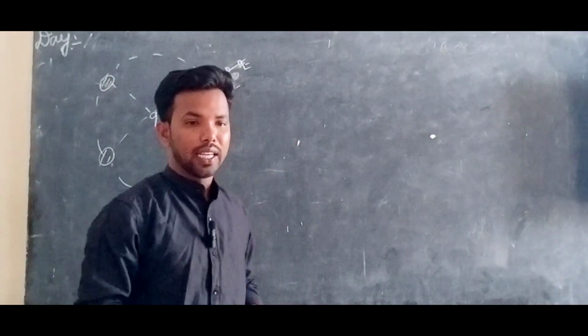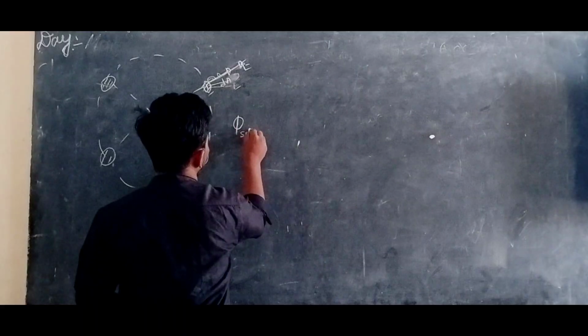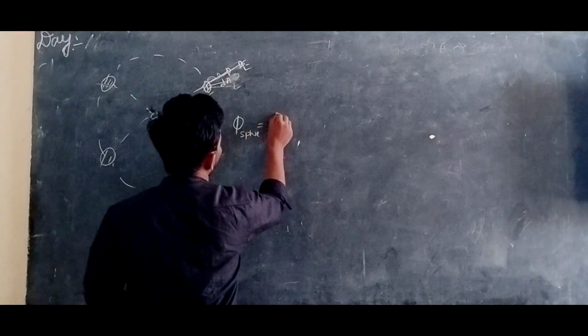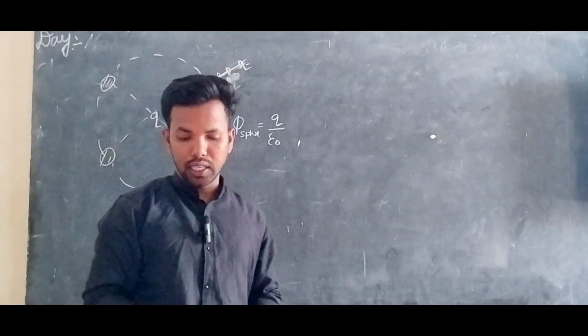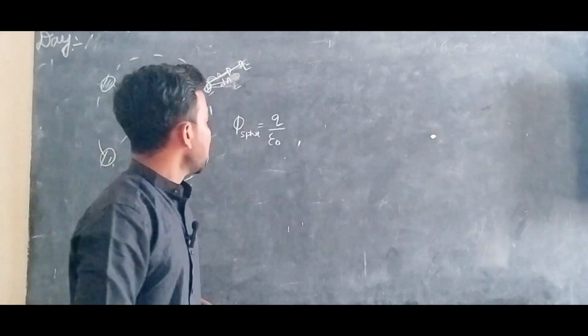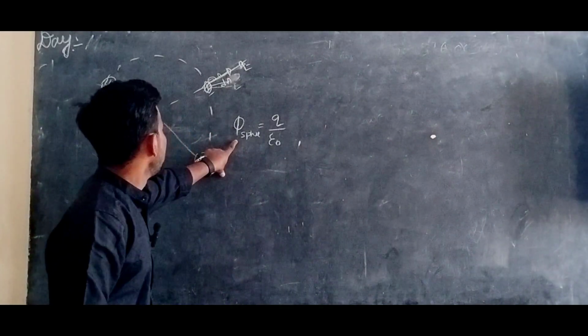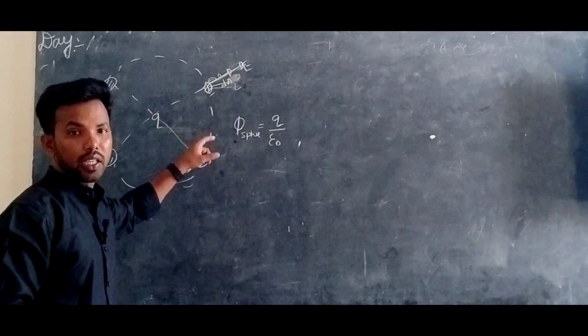So we already derived it. What is the flux through a sphere? Q by epsilon naught, right? Q by epsilon naught. Does this flux depend on the shape and size of the sphere? We'll see.